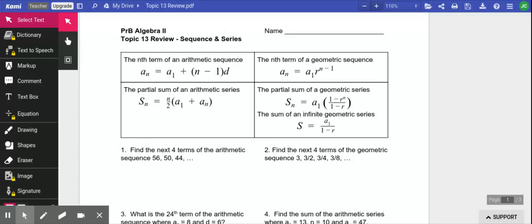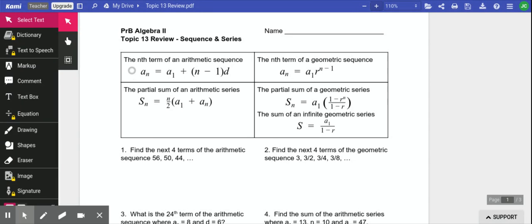Okay, we're just going to spend some time going through the topic 13 review, just going over our sequences and series again, which is what we did before break. On your review and on the test, you will have all of these formulas. So let me just remind you what they're for.